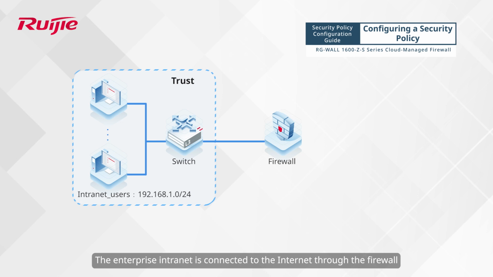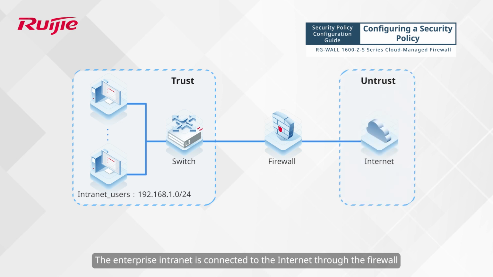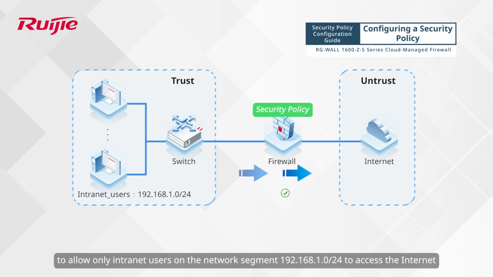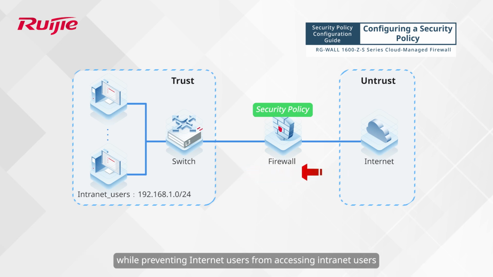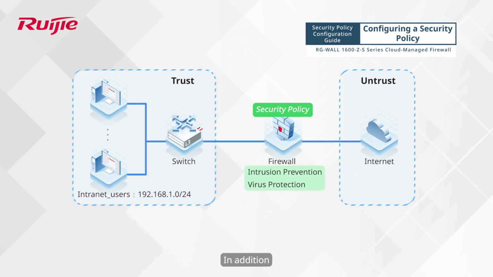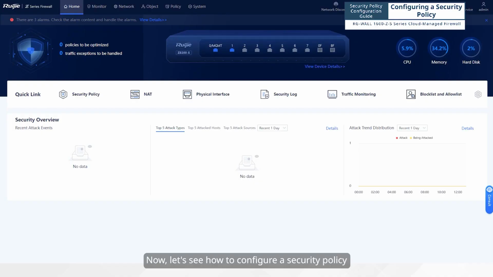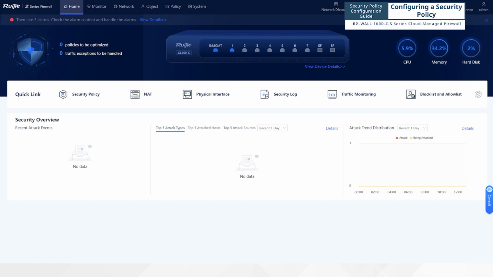Let's go through the process of configuring security policies in a typical networking environment. The enterprise intranet is connected to the internet through the firewall. A security policy needs to be configured on the firewall to allow only intranet users on the network segment 192.168.1.0 to access the internet while preventing internet users from accessing intranet users. In addition, enable intrusion prevention and virus protection to protect intranet users. Now, let's see how to configure a security policy.